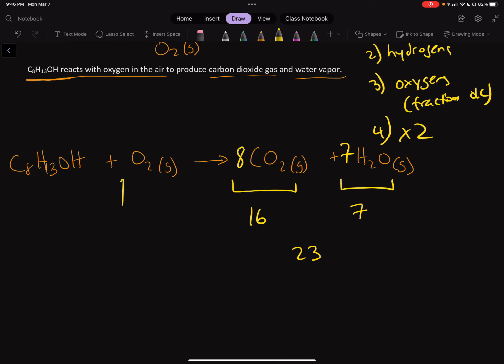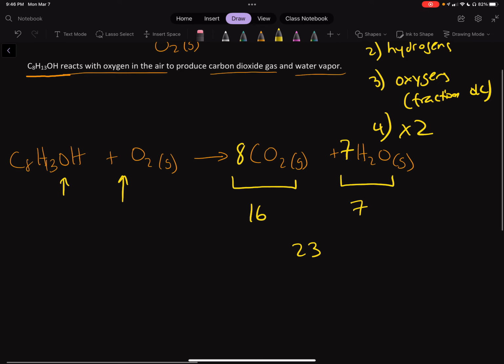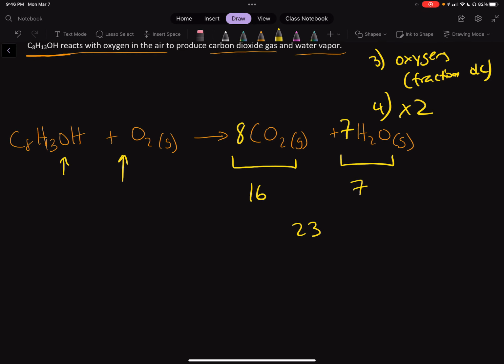Now, I've got to put a number in front of O2. That's the idea. But I also have one more over here. So a way to figure it out, I want 23. I already have 1 from the hydrocarbon, so that gives me 22. And then each oxygen molecule has 2, so if I do 22 divided by 2, that gives me 11. So if I put an 11 right here, let's see if that works out.